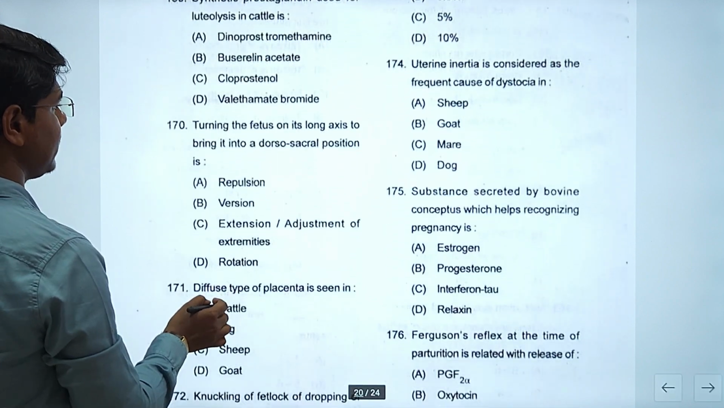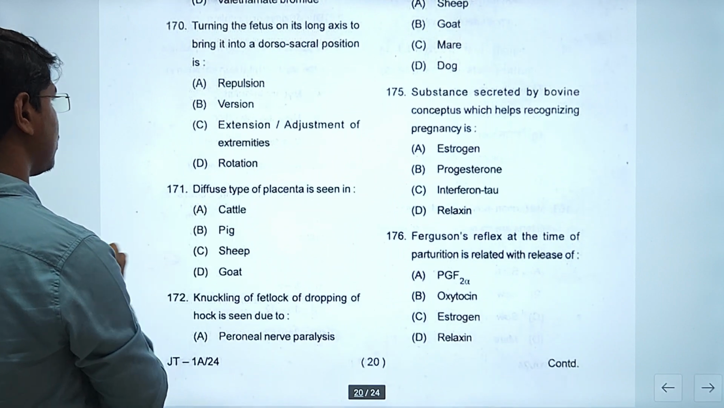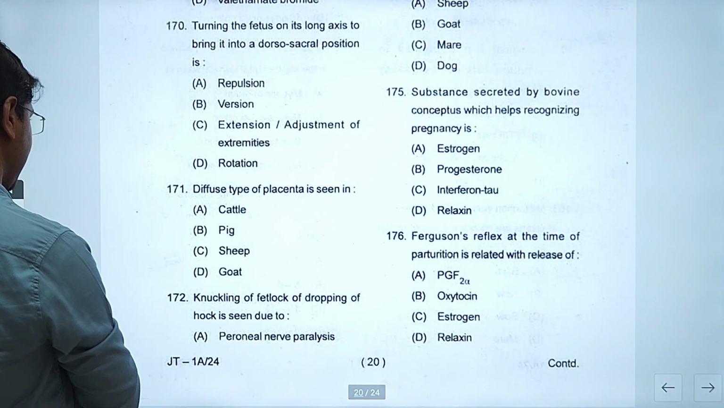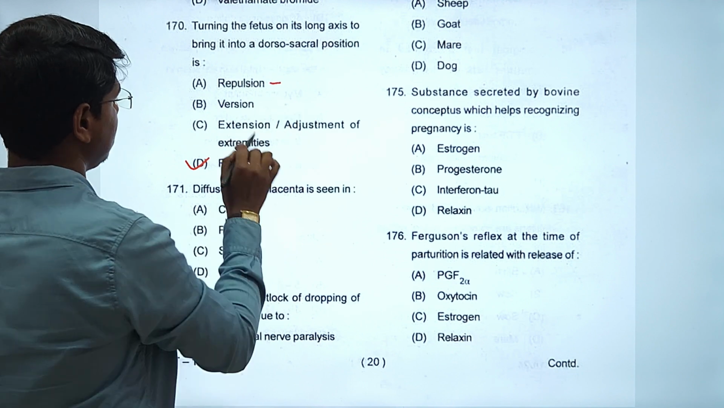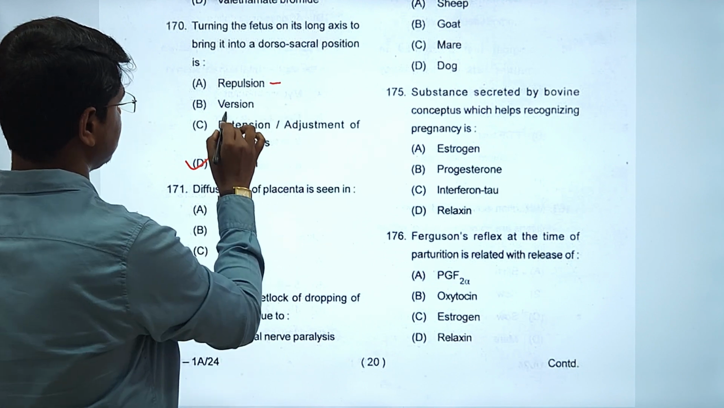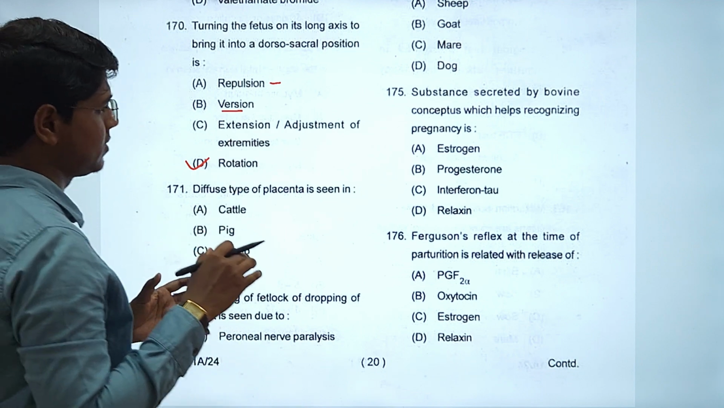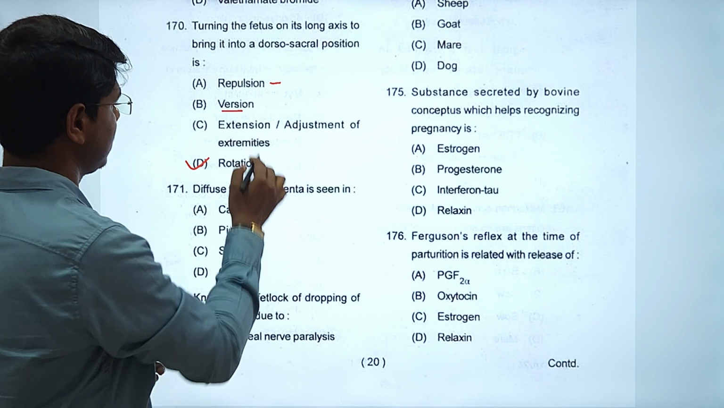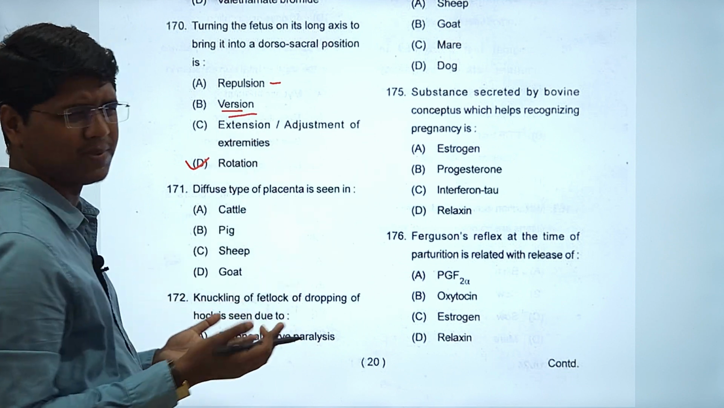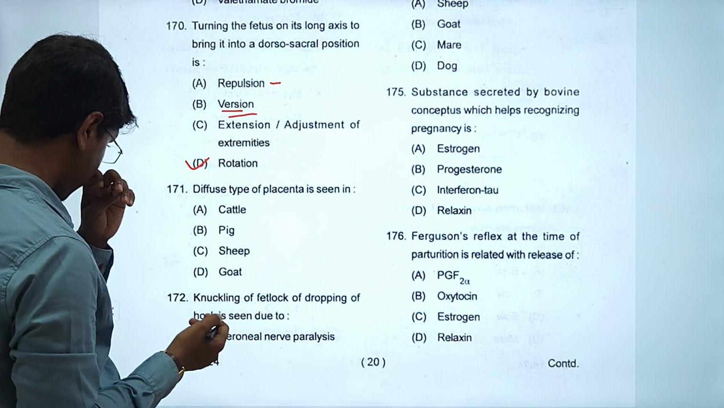Next question. Turning the fetus on its long axis to bring it to the dorsosacral position is rotation. Answer is rotation. Repulsion means to push the fetus back. Version, when the presentation is transverse or vertical, making it longitudinal, is known as version. Extension or adjustment of extremities is self-explanatory.